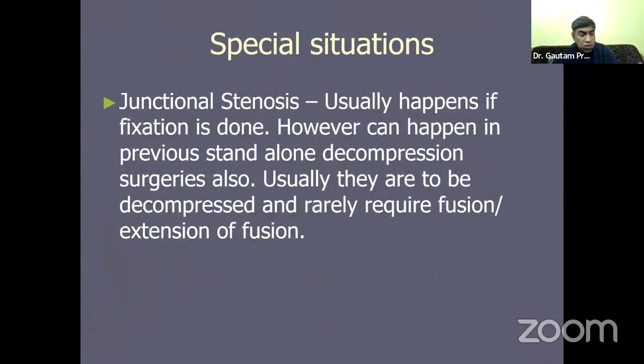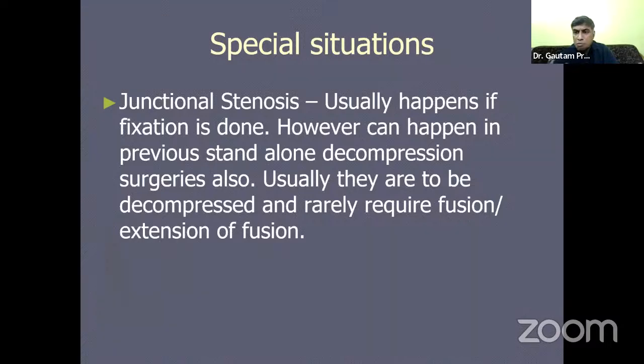Junctional stenosis is that in which, for example, L4-5 decompression has already been done, and the patient develops stenosis at an upper level. Now, this can develop as a part of the disease itself, the degenerative process itself, or it can develop because of instability that has been made during previous surgery.